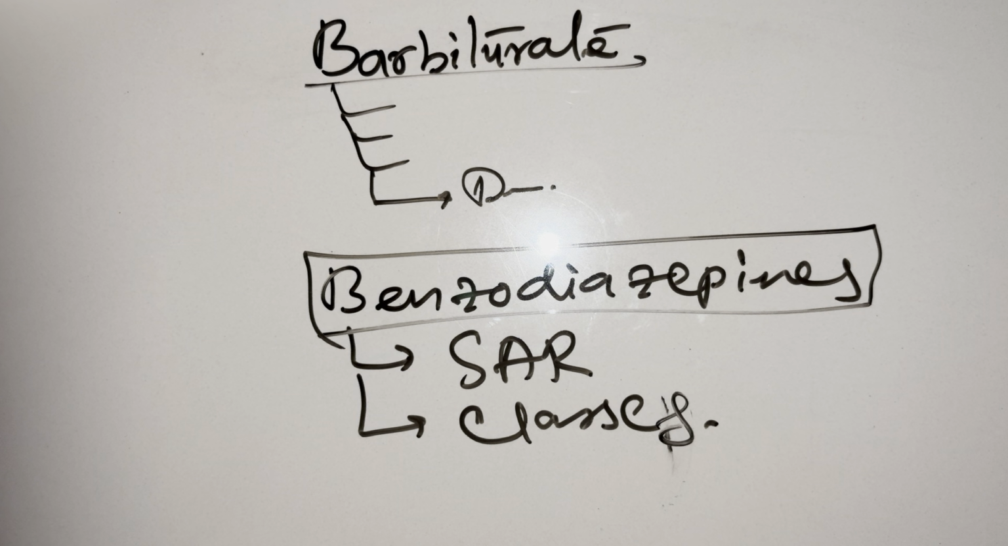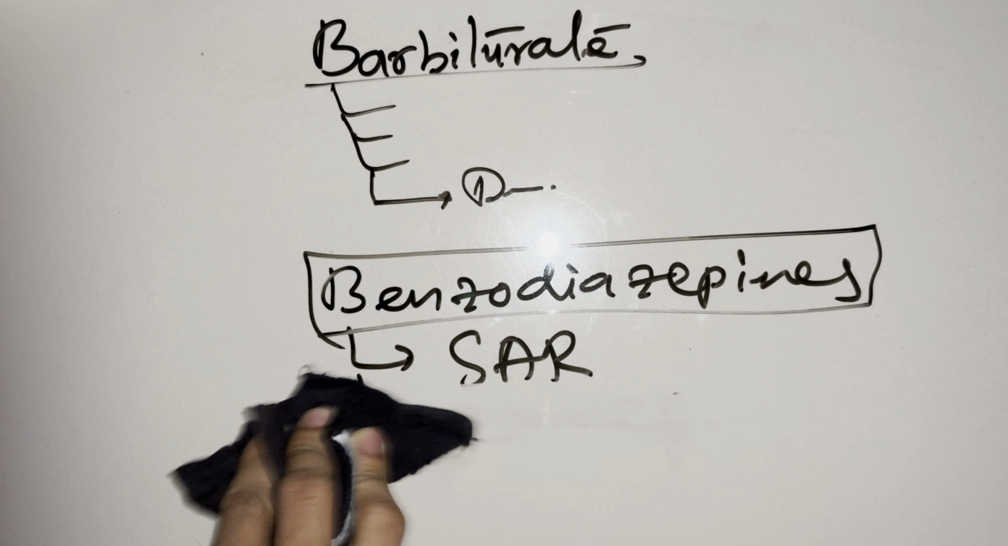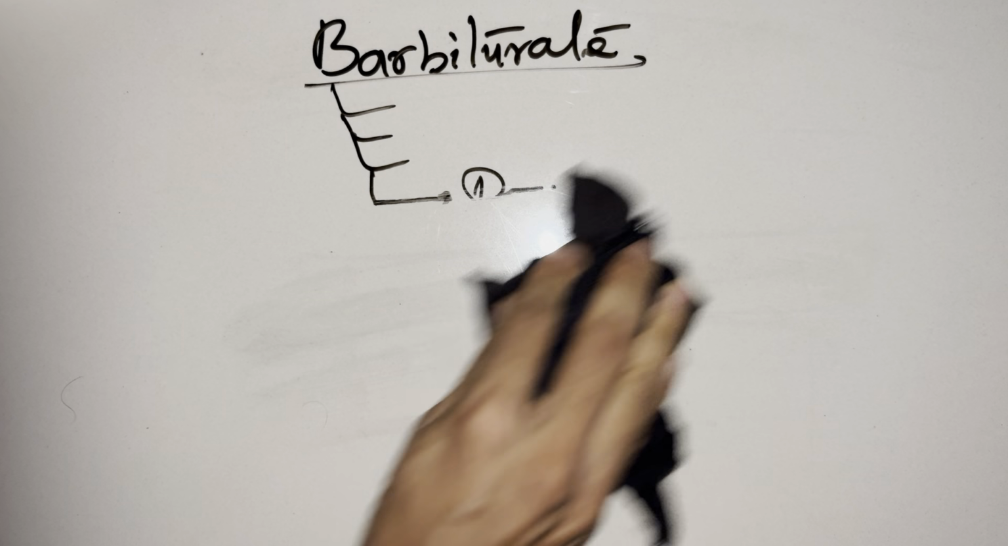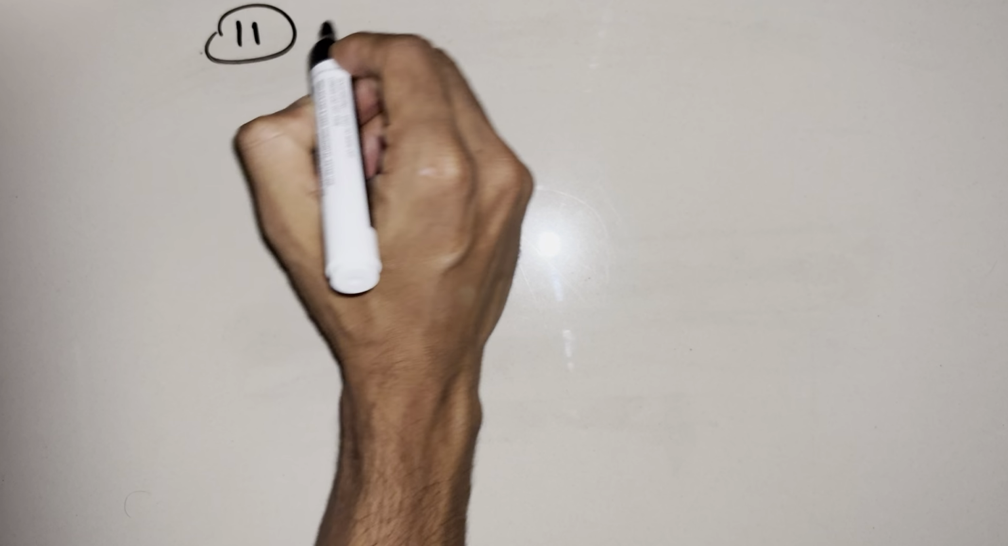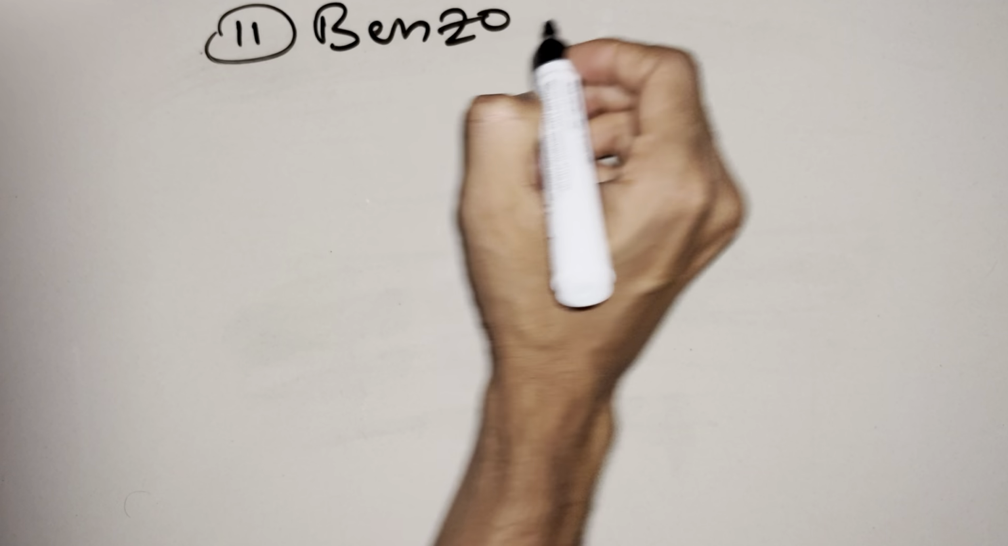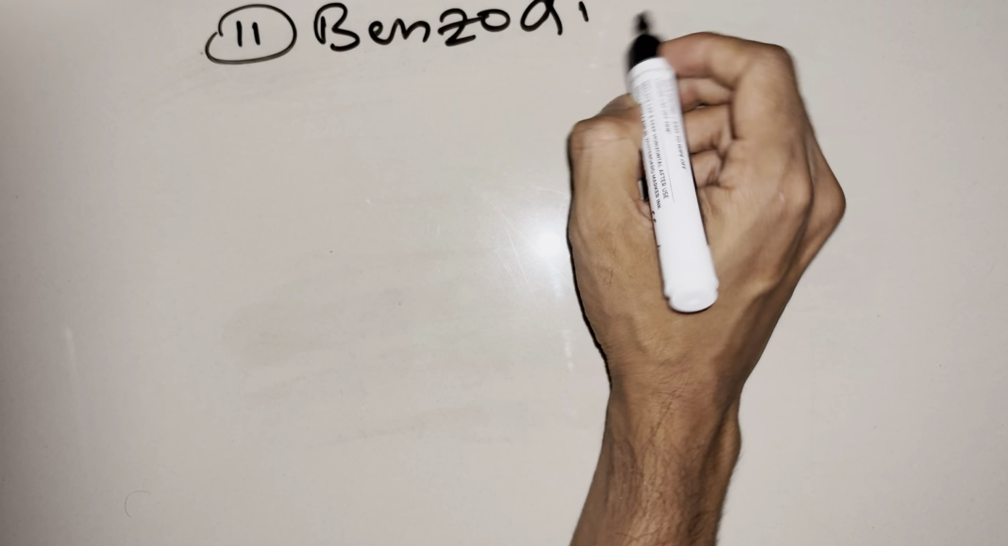This is very important. Sedatives and hypnotics are an example, and they are also called CNS acting drugs. So these drugs ultimately act on the CNS mainly. So let's start with benzodiazepines.